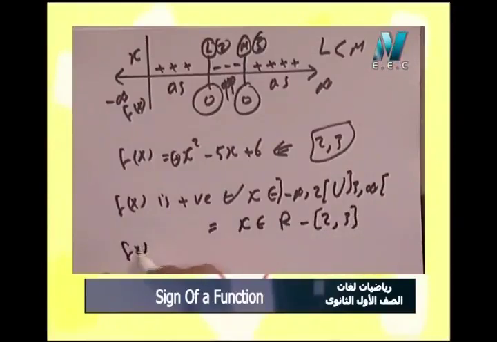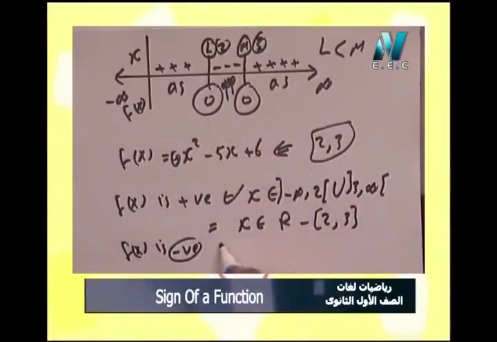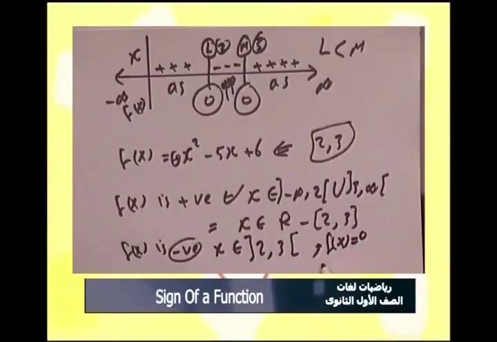But f(x) is negative in this part, which is opposite to the coefficient of x power 2, when x belongs to the interval after 2 and before 3. And the function will be 0 for all x belongs to the set {2, 3}. When x equals 2, the function equals 0, and if we put x equal 3, then the function equals 0.